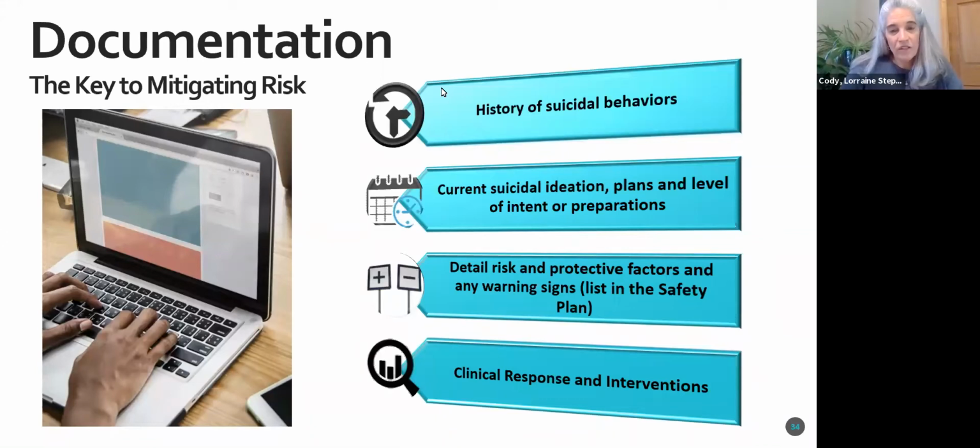The fourth part of your documentation is a clinical response and intervention. So you think of, these are the things that we are going to do. So again, this includes the safety plan and any activities. And you actually write that you created this safety plan, it's in the file, you gave them 4 copies, they're going to keep one in the car, give one to their mother, give one to their friend, and they're going to have one in their room.